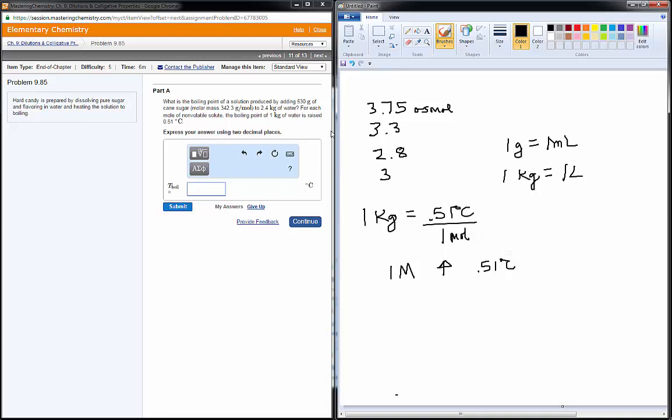All right, so what if we had 530 grams of cane sugar in every 2.4 kilograms of water? 530 grams of sugar in every 2.4 kilograms of water. And they even gave us the molar mass, so that was nice. 342.3 grams per mole for sugar. So grams of sugars cancel. We have moles per kilogram, which is the same as moles per liter, really.